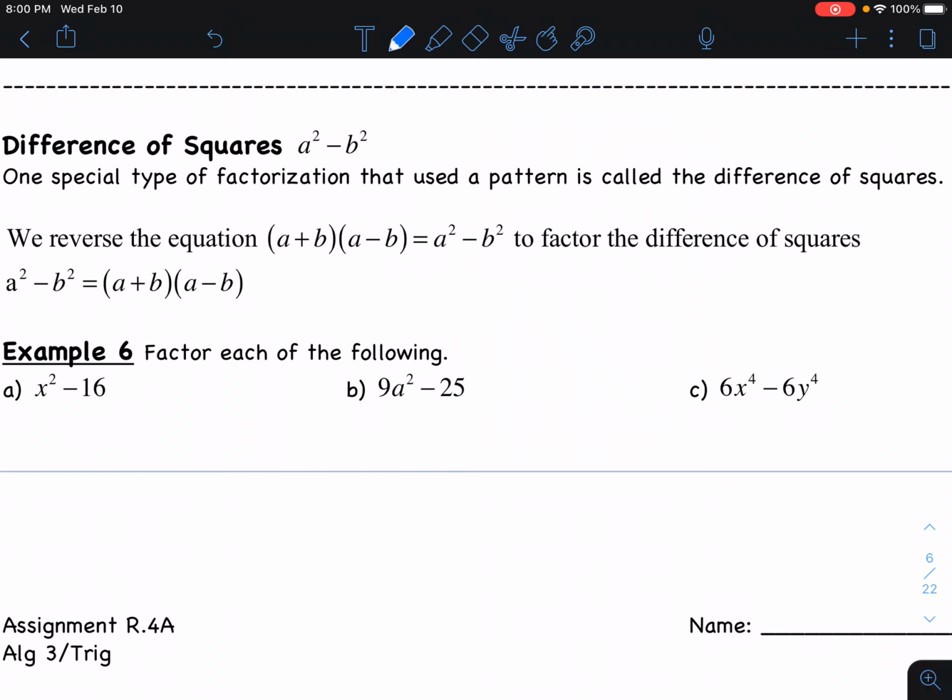For example, 1, 4, 9. I'm writing down what we call squares in math.